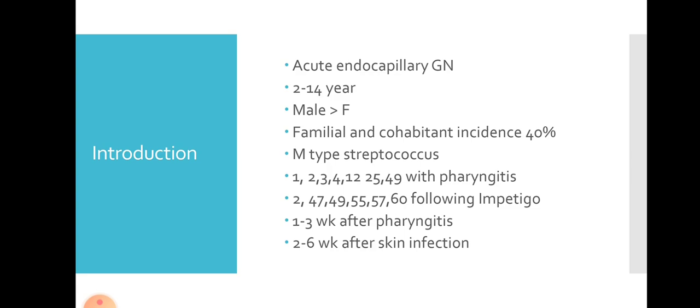It is due to M-type streptococcus. The strains which are involved in pharyngitis are 1, 2, 3, 4, 12, 25, 49 of streptococcus, while those involved in impetigo are 2, 47, 49, 55 and 57. As we see, PSGN generally occurs around 1 to 3 weeks after pharyngitis and 2 to 6 weeks after skin infection.